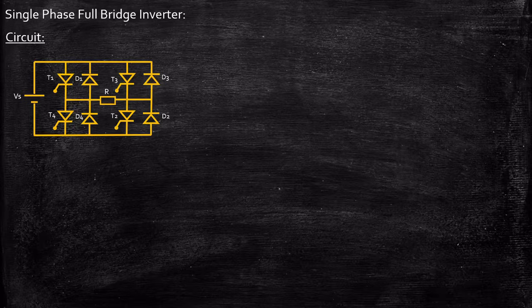And we are considering 4 switches T1, T2, T3, T4 and 4 freewheeling diodes or flywheel diodes, that is D1, D2, D3 and D4. For our simpler analysis, we are going to consider a resistive load in this case.